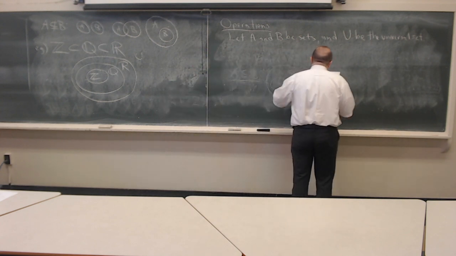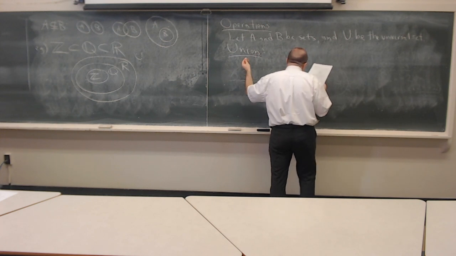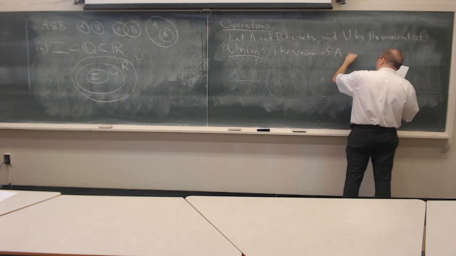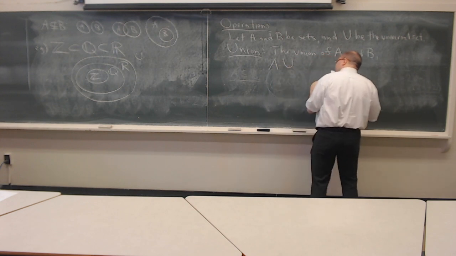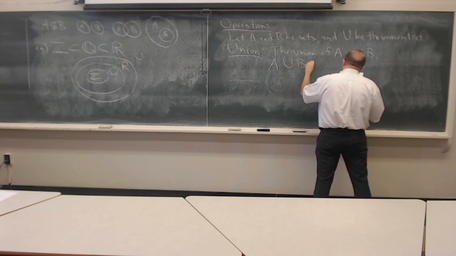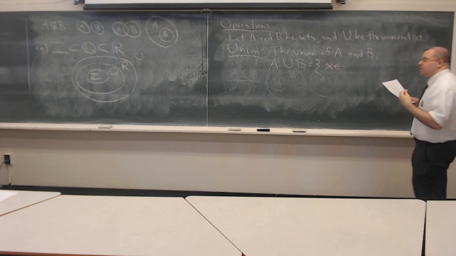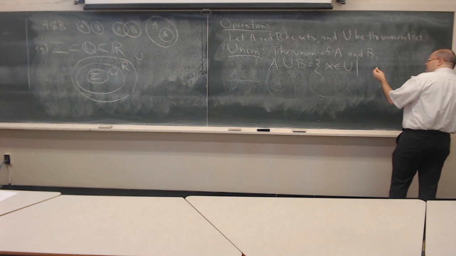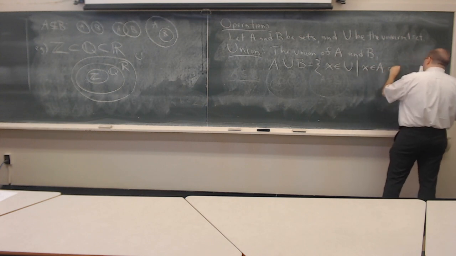So, here we go. The first one I want to talk about is union. Here's the definition of union. Oftentimes we say the union of A and B, which is denoted as A with a cup B, is an operation where I give in two sets, I get back a set. So it is the set of X, an element of the universal set, such that X is in A or X is in B.